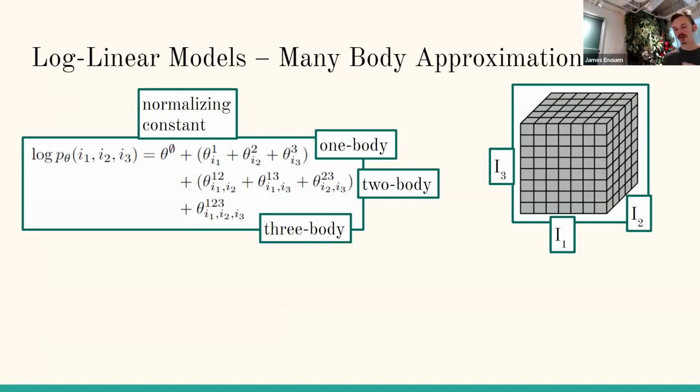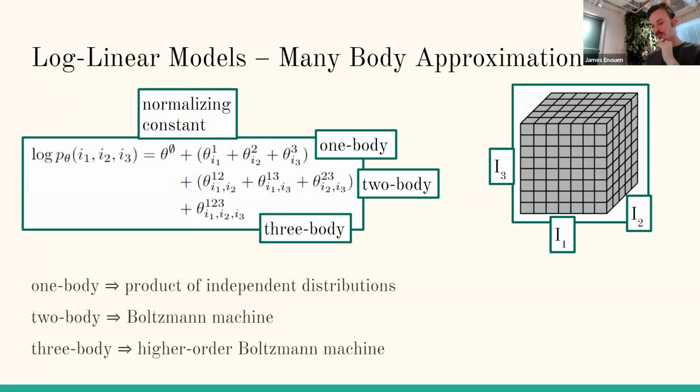And just to clarify the notation, we're going to call these mode interactions instead of feature interactions to emphasize that we're dealing with the generative case. And so one body, if we only include those, that's going to correspond to a product of independent distributions. And so that's the simplest thing we could learn, right? If we look at including all the two body terms, then we'll have a Boltzmann machine. And that's also received a lot of historical attention, how to train Boltzmann machines with these data parameters. And then if we go to three body, we'll get a higher order Boltzmann machine and we can continue on.